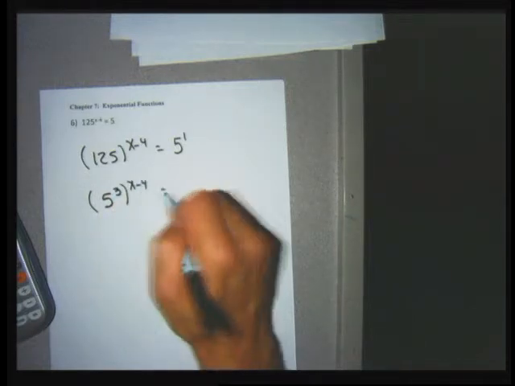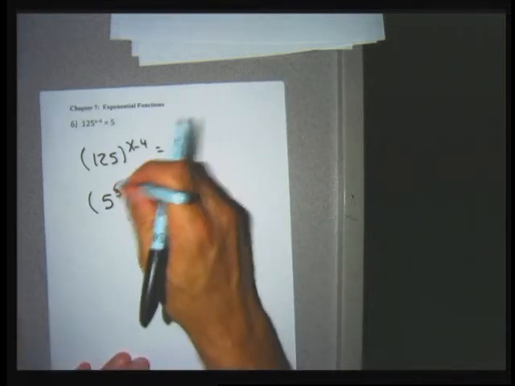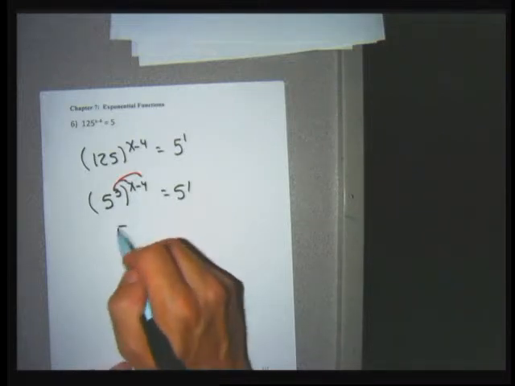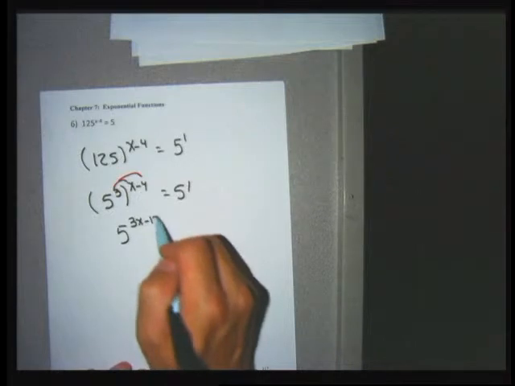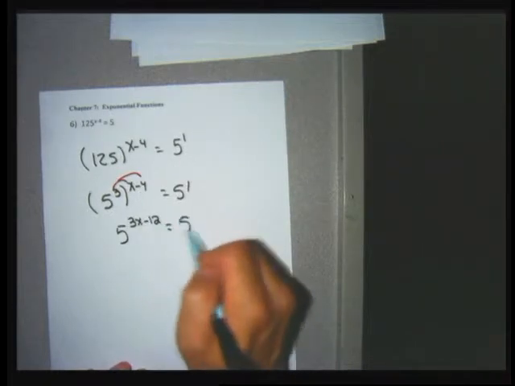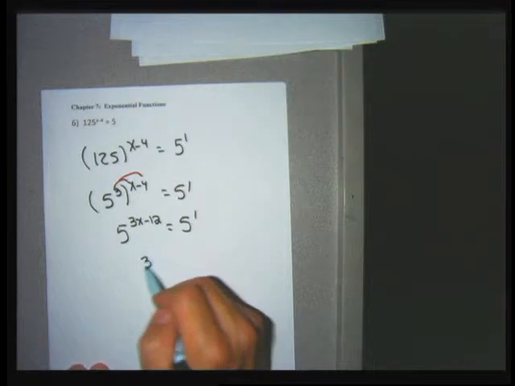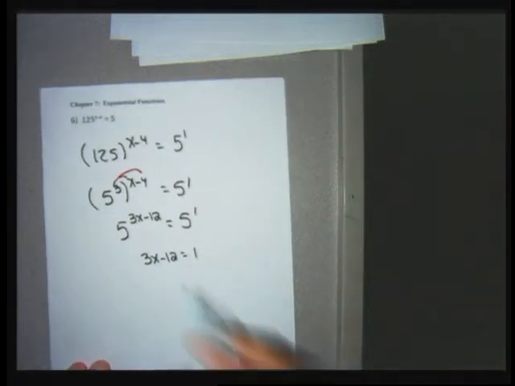The reason I put a parentheses in is because that cube needed to be multiplied by both the x and the 4. Had I not put the parentheses in, it might not look like you're supposed to multiply the 3 and the 4. So I did 3 steps to make each side have the same base. Once you get the bases the same, you can drop the bases and set the exponents equal to each other.